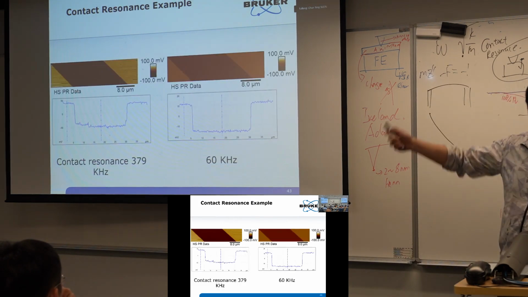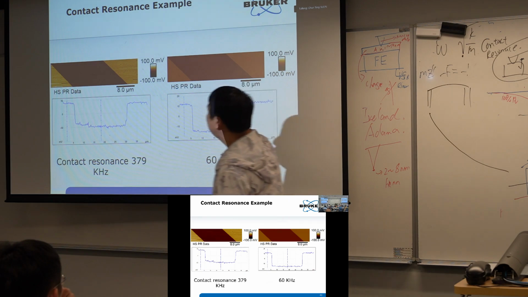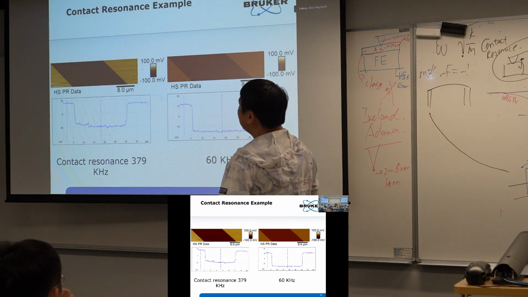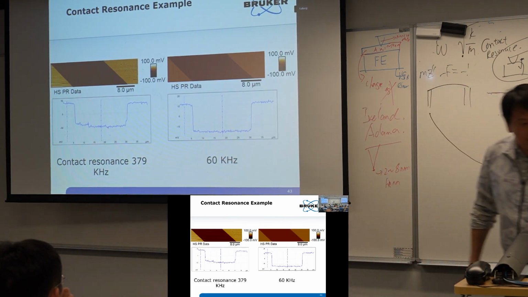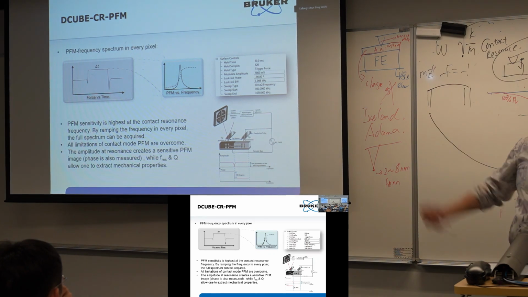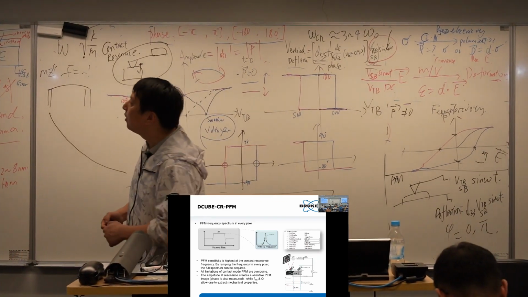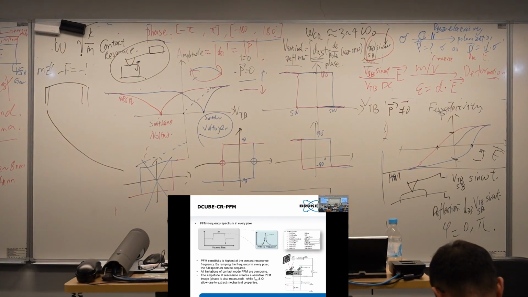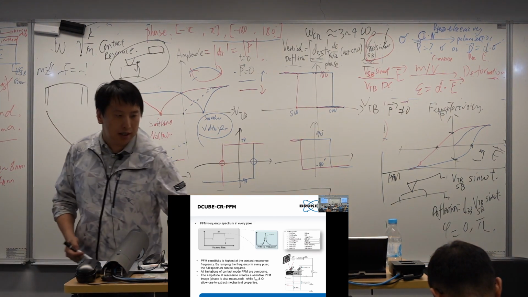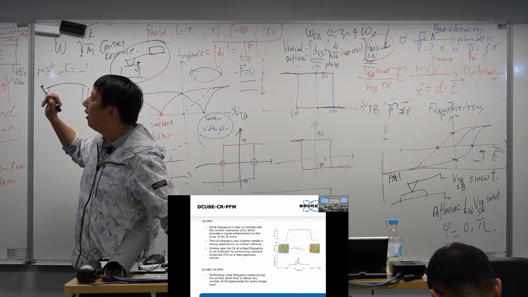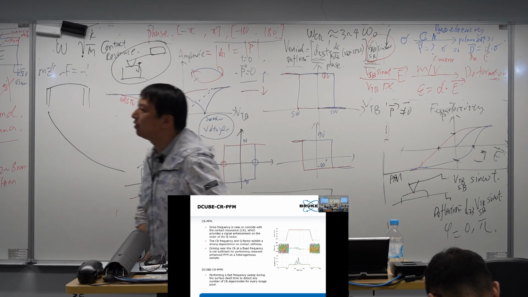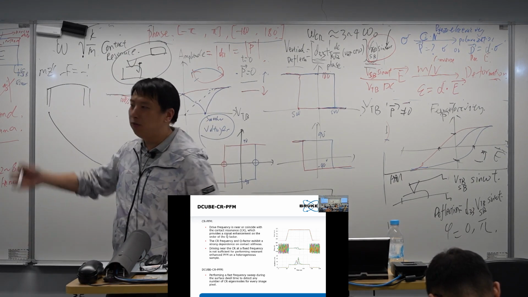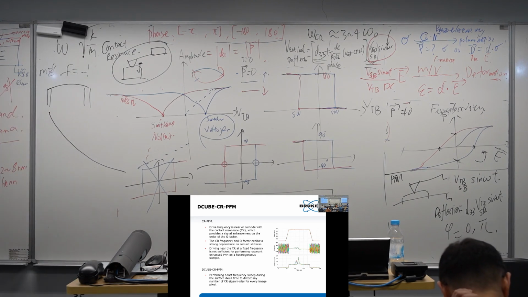Okay, so that's the results. If we are using the contact resonance, the amplitude is quite large. As I have mentioned, we have a way to find the contact resonance on our samples at each point, and then we can get the amplitude and the phase at the contact resonance frequencies on each point. That's the so-called data cube function. And if your AFM has this function, you can give it a try.